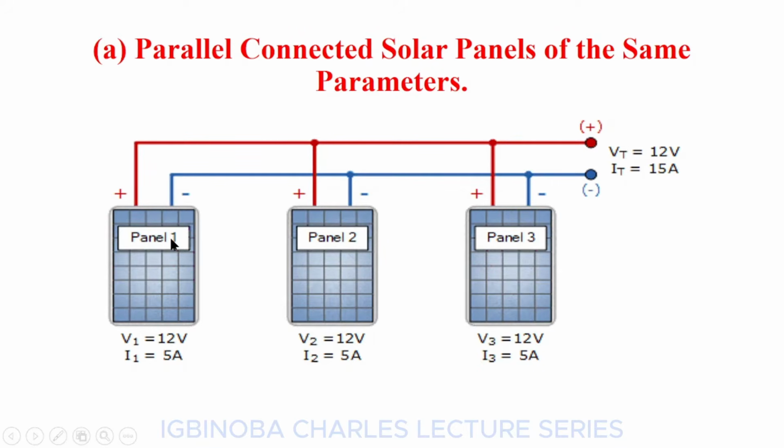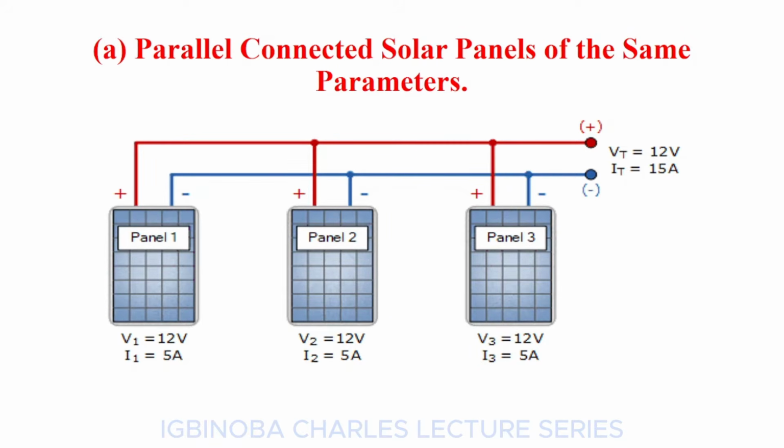So you can see panel 1, voltage is equal to 12 volts and the ampere is equal to 5 amps. So the total power here is 12 times 5, which is equal to 60 watts. Then we have panel 2 having the same parameters, 12 volts, 5 amps. So the total power here is 60 watts. Panel 3, 12 volts, 5 amps. So the total power here is 60 watts.